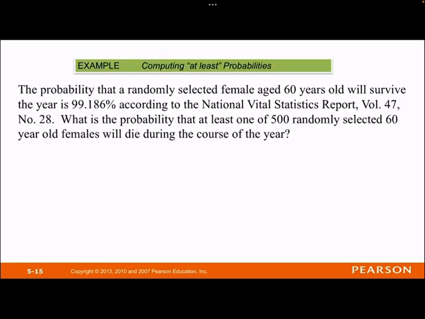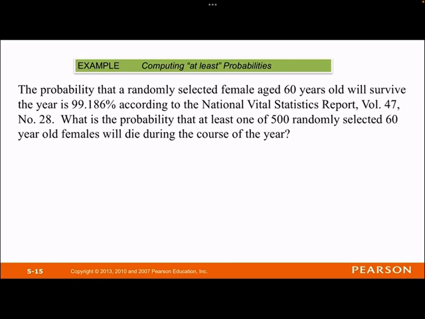The probability that a randomly selected female aged 60 years old will survive the year is 99.186% according to the National Vital Statistics Report. What is the probability that at least one of 500 randomly selected 60-year-old females will die during the course of the year? It would be cumbersome to do the probability that one dies, then the probability that two die, and so on, all the way up to the probability that all 500 had passed away.